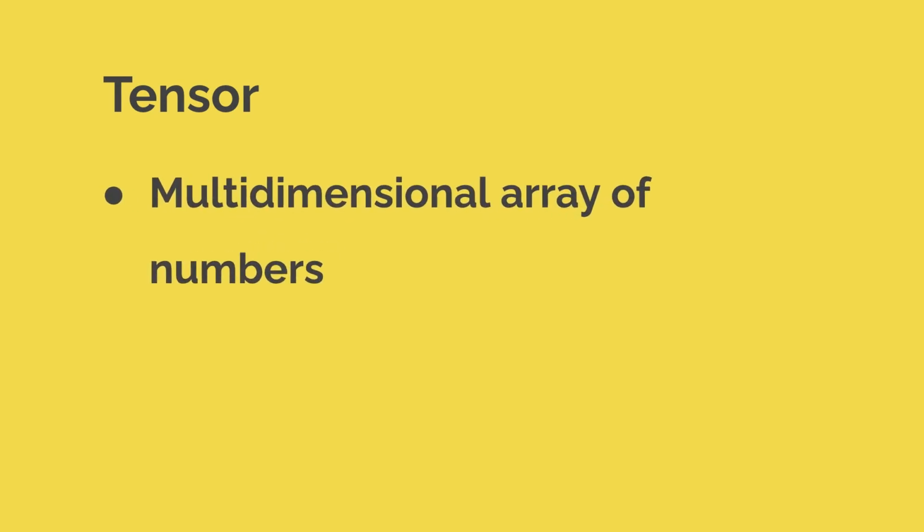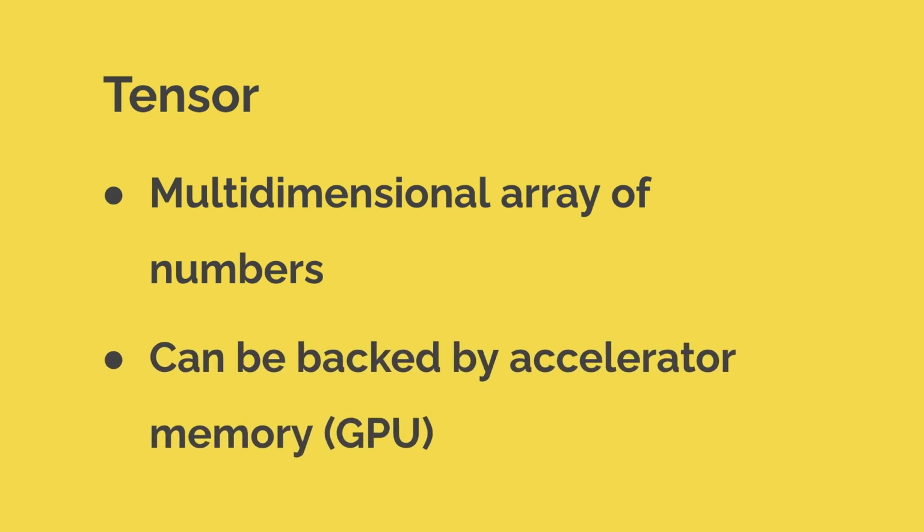And finally, we need to know what is a tensor. A tensor is a multi-dimensional array of numbers. You can have a one-dimensional tensor, which would be a vector, or you can have two-dimensional, three-dimensional, etc. You can have multi-dimensional arrays of numbers. For example, if you had a two-dimensional tensor, that would be a matrix. The difference is that if you convert your vectors or your matrices into tensors, then they can be backed by accelerator memory, such as a GPU.